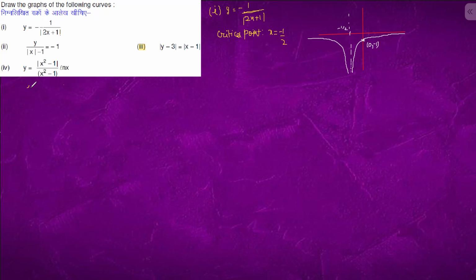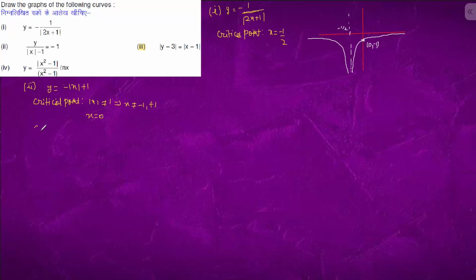We have question number 2. We have y equals to minus |x| plus 1. First, we'll find the critical points. One, |x| cannot be 1, which is saying that x cannot be minus 1 or plus 1. And second, x equals to 0 is also a critical point.